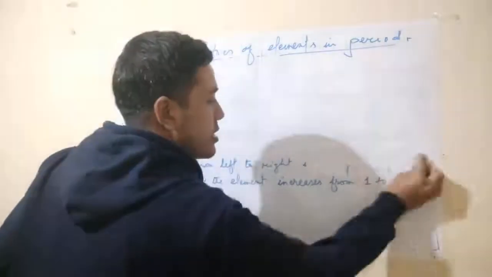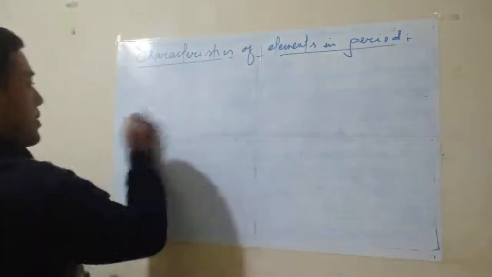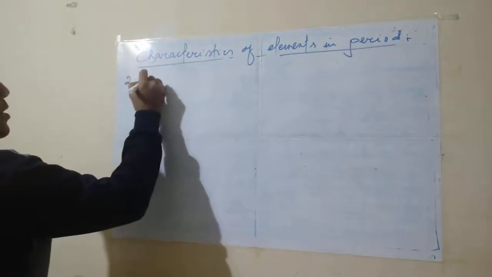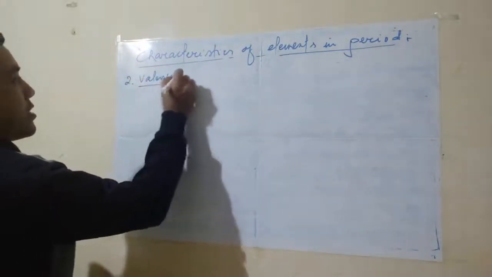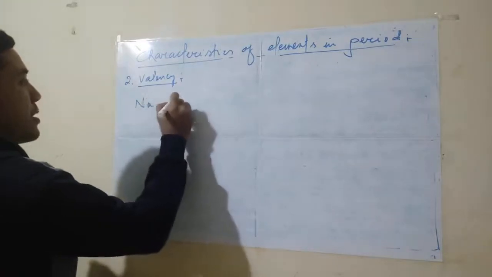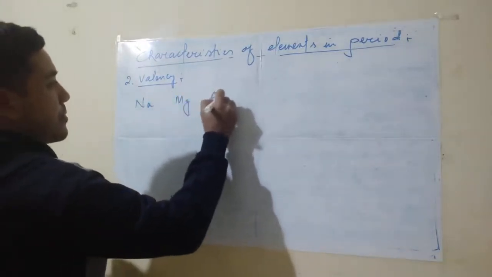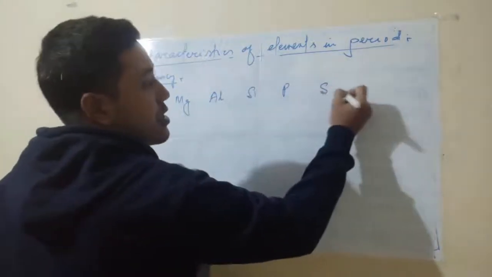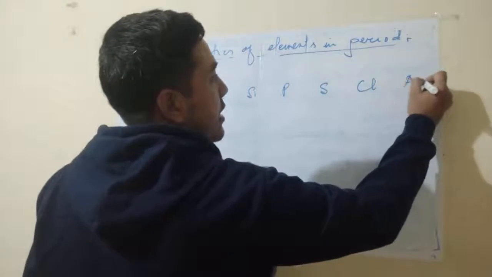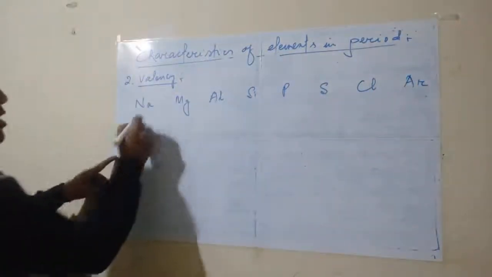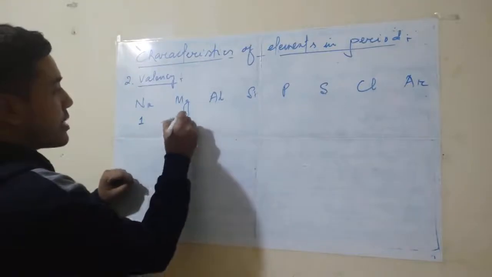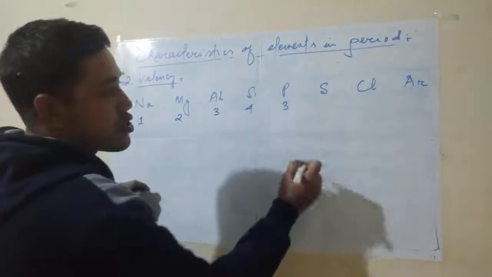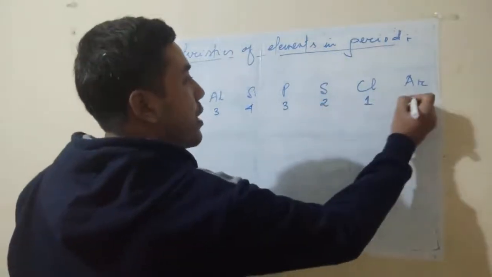Number 2 is the valency. Look here, same thing: sodium, magnesium, aluminium, silicon, phosphorus, sulfur, chlorine and argon. Right, look here. The valency of sodium is what? 1. Magnesium 2, aluminium 3, silicon 4, phosphorus 3, sulfur 2, chlorine 1 and argon 0.